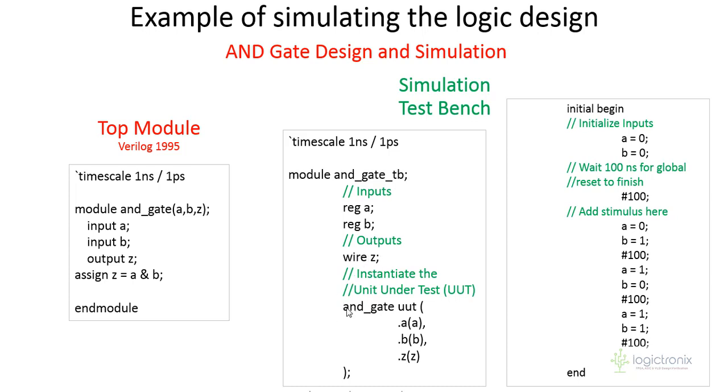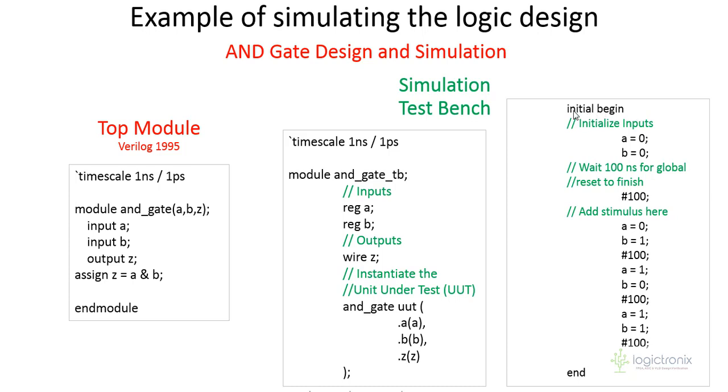Then we have the top module section, which maps or connects the simulation test bench with the top module. So we can see AND gate UUT, where UUT stands for unit under test. This is the mapping section. AND gate is the top module, and it is called here. Port A of the top module is connected to register A, B is connected to register B, and Z is connected to wire Z. These three are separated with commas and started with a full stop, and the AND gate UUT is closed here with a semicolon.